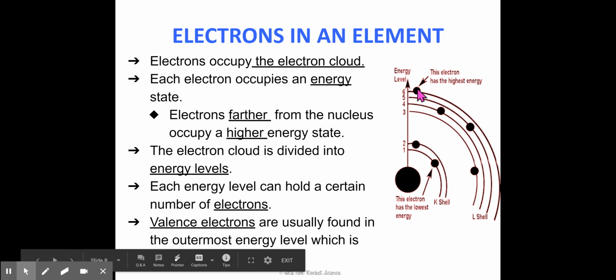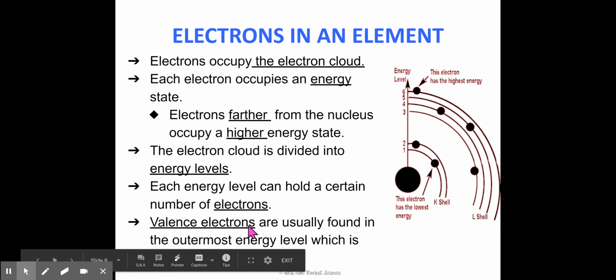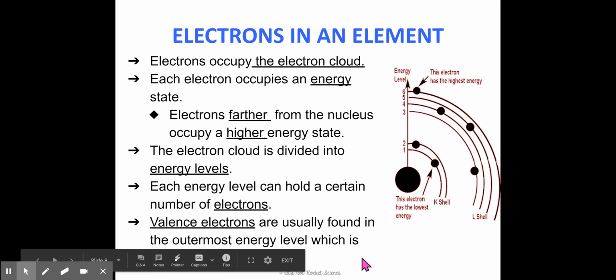The electrons in the outermost level, for example this one, are called valence electrons, and they have the highest energy, higher than the other electrons.